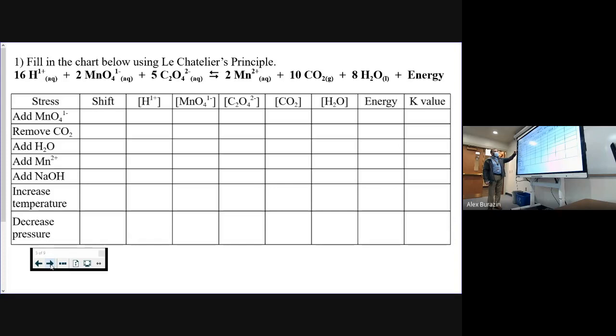In this first row, we're going to add extra permanganate, MnO4. What is that going to do to the equilibrium? That's the question. Now, a couple things of note. The same rules still apply that we've had earlier. Aqueous and gaseous things matter. In other words, things that are aqueous in solution or gaseous can be affected by shifts in the equilibrium.